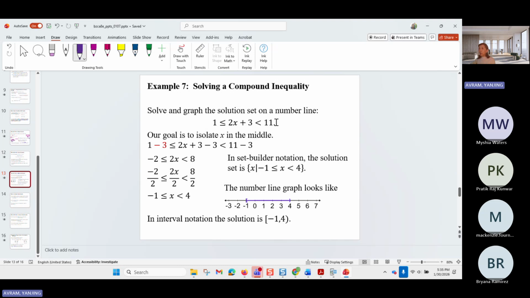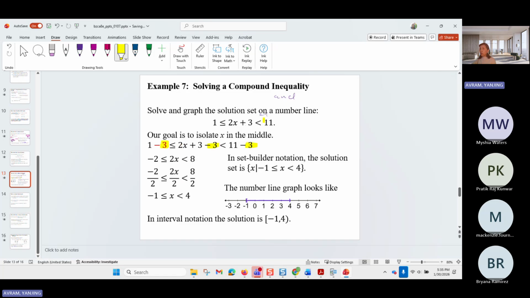This is called a compound inequality. Okay, so compound inequality: 2x plus 3 greater than or equal to 1 and also less than 11 at the same time. Okay, so in order to do this one, you just have to do this for all of them. You minus 3 in here, you also minus 3 everywhere.